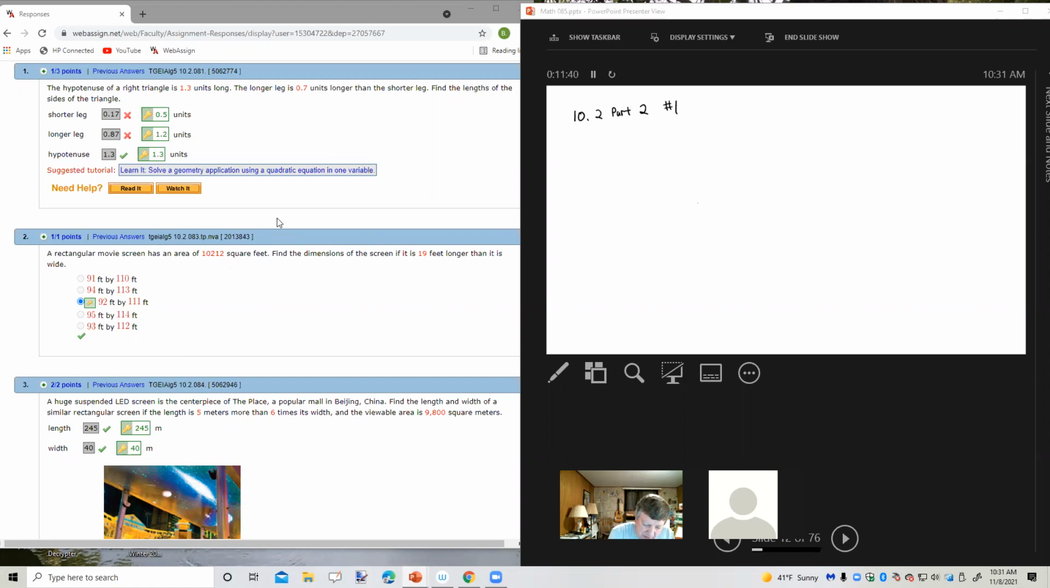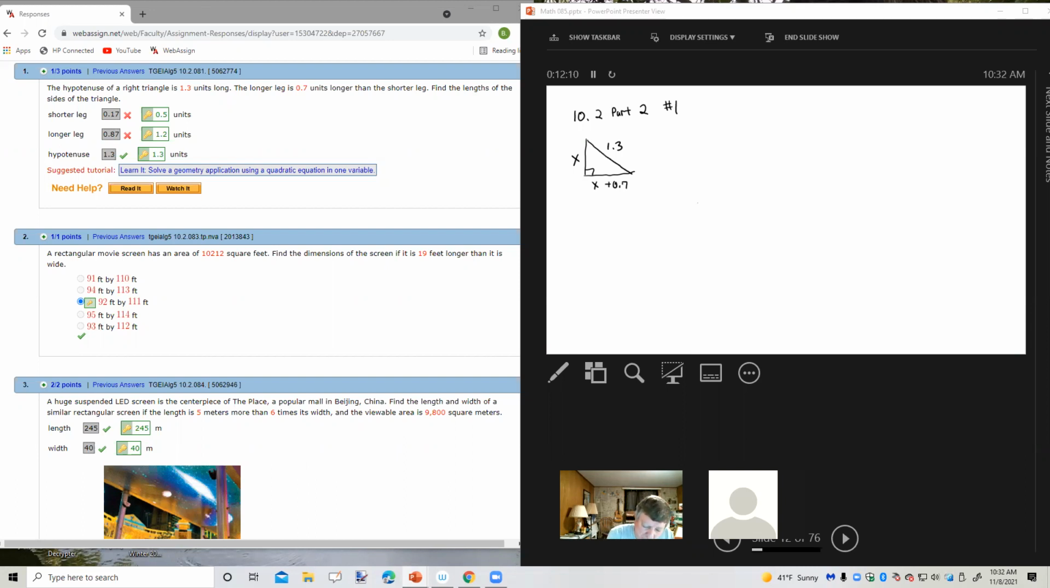All right, so we've got this triangle, and it's a right triangle. We know the hypotenuse is 1.3 units long. The longer leg is 0.7 units longer than the shorter leg. Well, the way I've got this drawn, this is the shorter leg over here, so we'll call that x. The longer leg is 0.7 units longer than the shorter leg, so it's x plus 0.7.